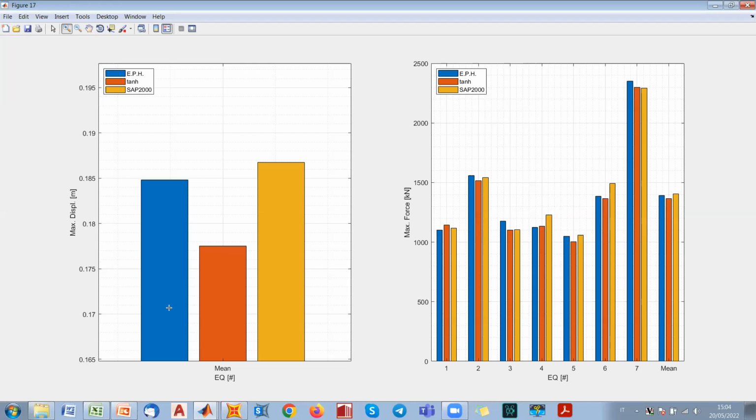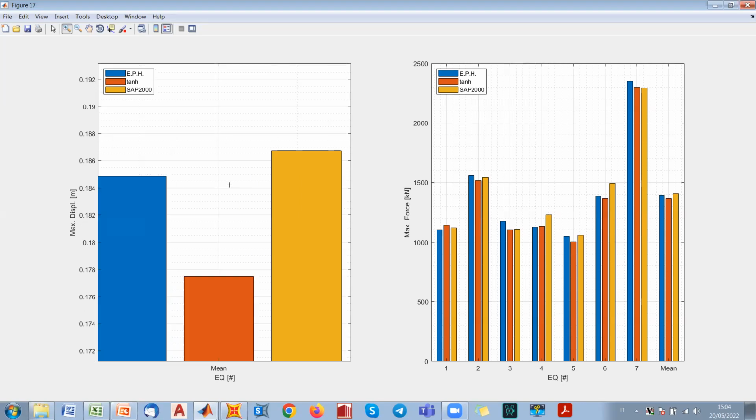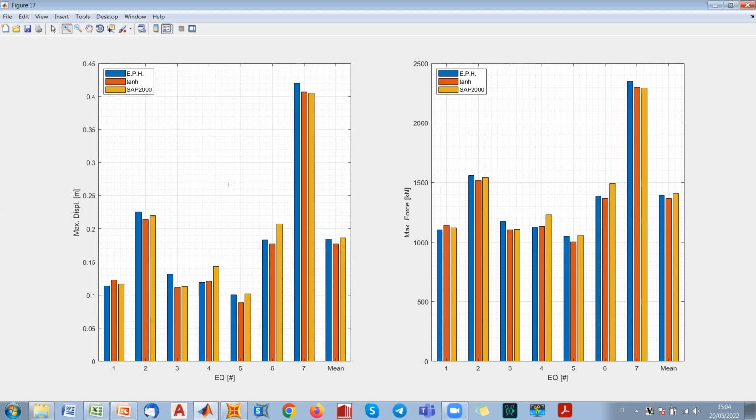I just want to highlight that the design displacement here was 180 millimeters, so 0.18, which is this one, and we are approximately at the same order of magnitude. So I think it is fair enough to say that the overall design isolation system can actually work for the case study structure which has been designed.